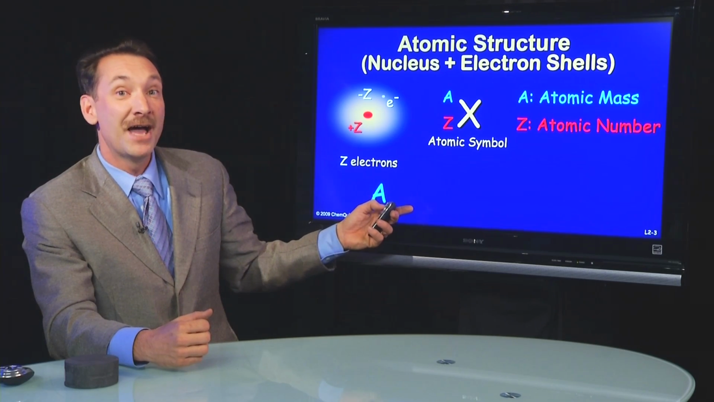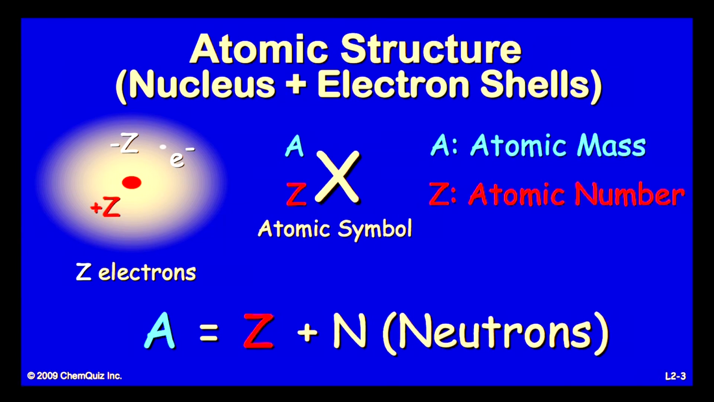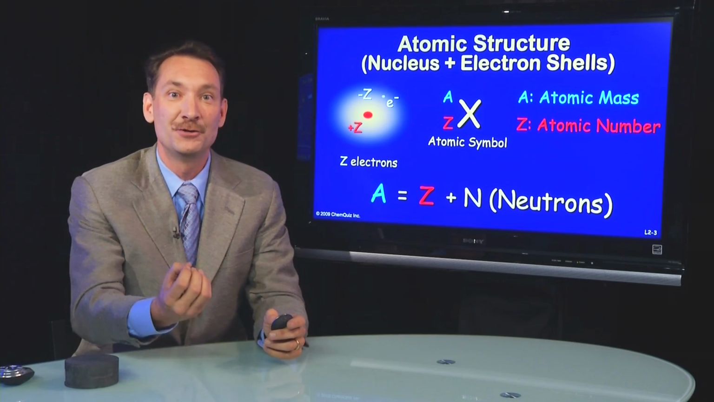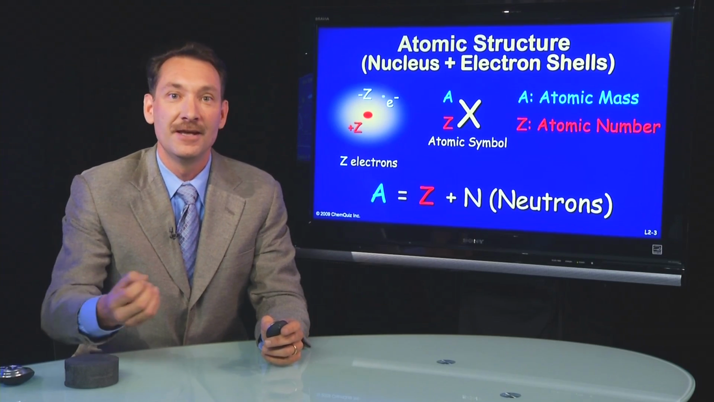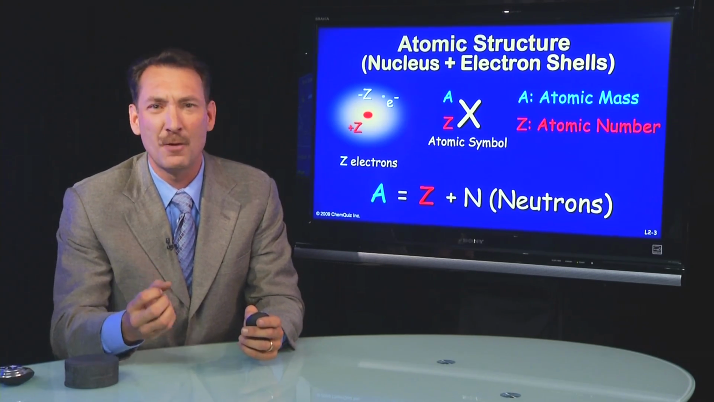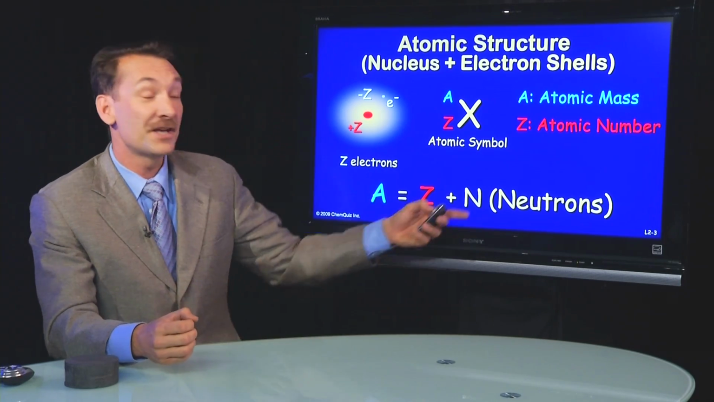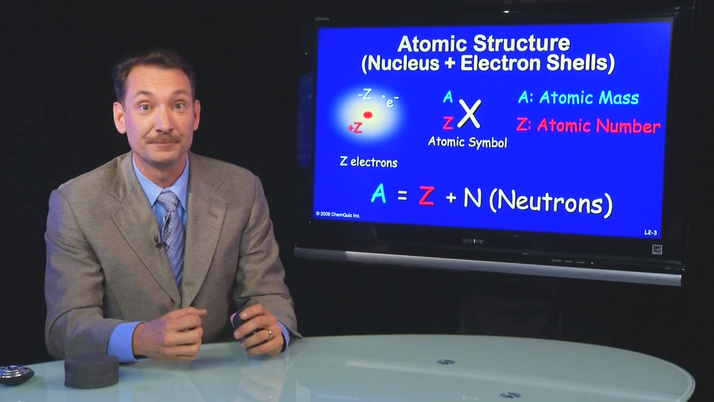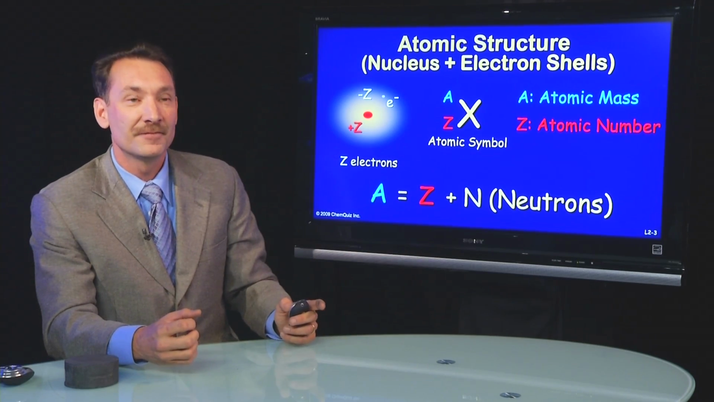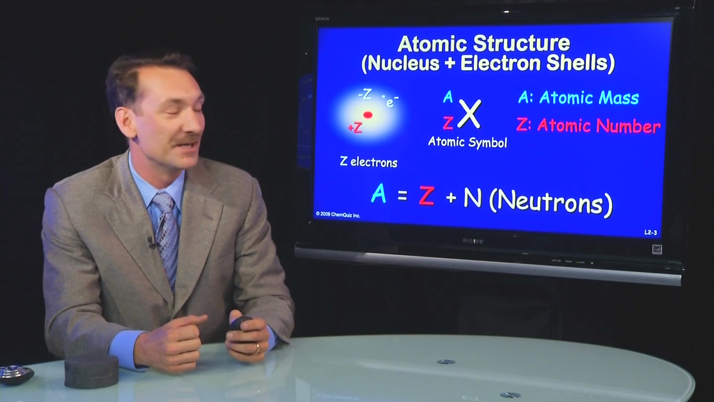Now, the atomic mass is the sum of that atomic number and the number of neutrons. The mass is determined by neutrons plus protons. The electrons don't really contribute to the mass because electrons are so tiny. They're about 1/2000th the mass of a proton or a neutron. Protons and neutrons have about the same mass. So atomic mass is given by the sum, and atomic number determines the element.